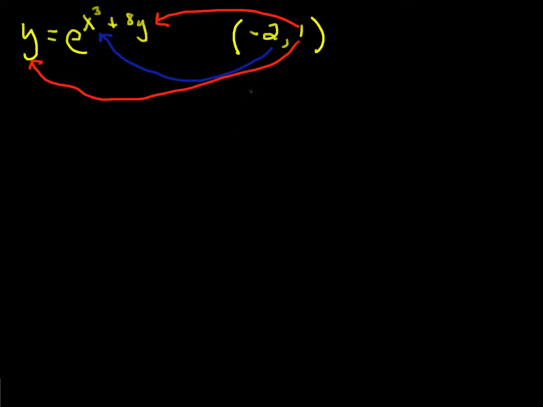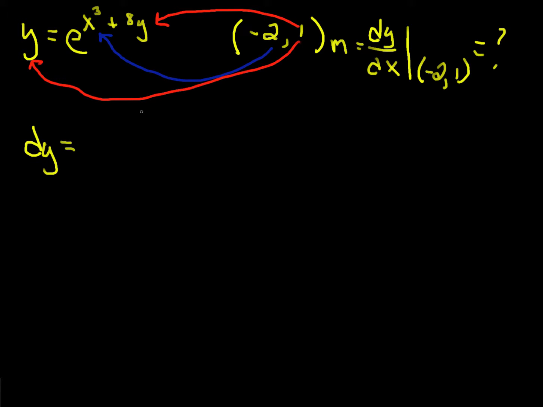So we've got a point, and now we need to know, just like in the first example, what is dy/dx at the point (-2, 1)? That will be our slope. To get at dy/dx, we need to use implicit differentiation, which is just following our differential rules. The differential of the left-hand side, which is just dy, is equal to the differential of the right-hand side.